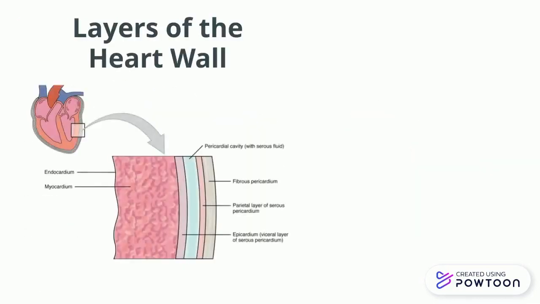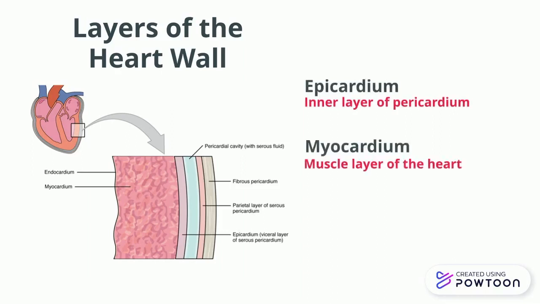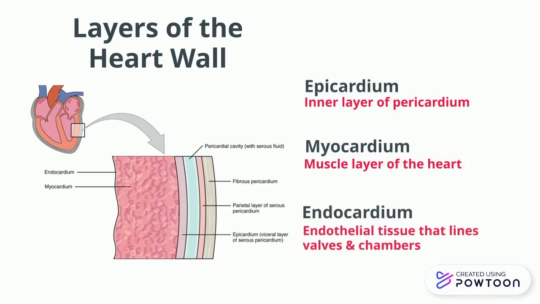The layers of the heart wall from superficial to deep are the epicardium, which is the inner layer of the pericardium, the myocardium, which is the muscle layer of the heart responsible for pumping the blood, and the endocardium, which is the endothelial tissue that lines the valves and chambers.